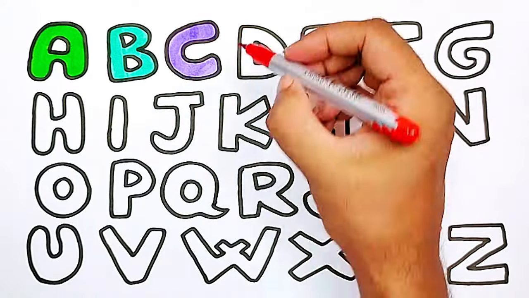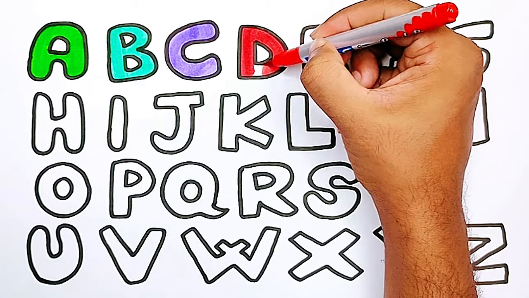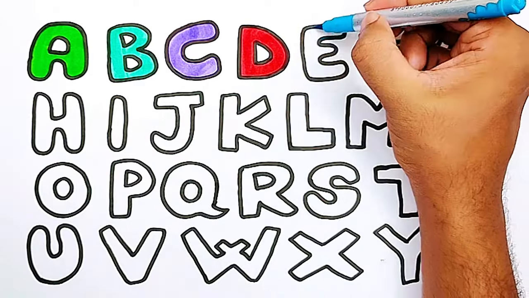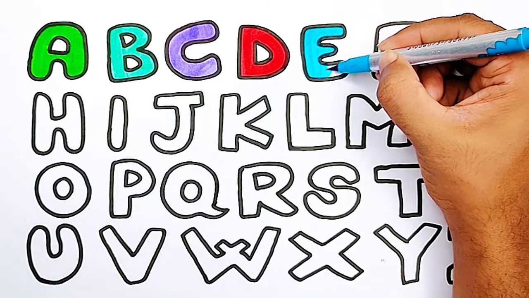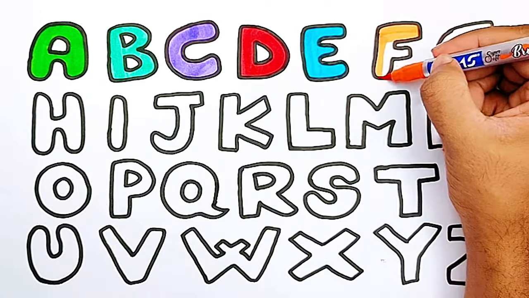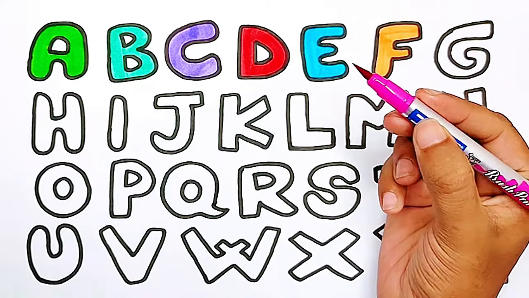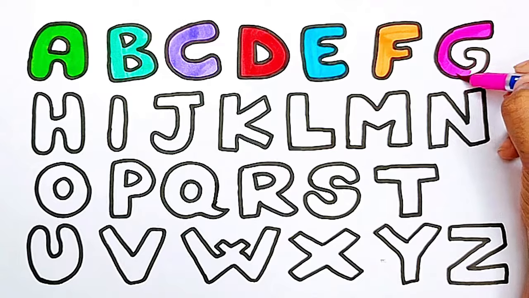Cherry. Red color. D. D for diamond. Sky blue color. E. E for emo. Emo. Orange color. F. F for flag. Pink color. G. G for garden.